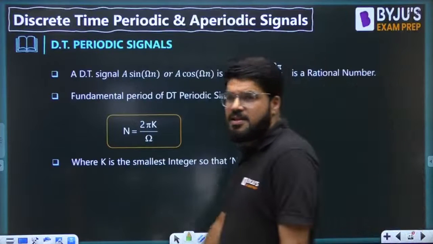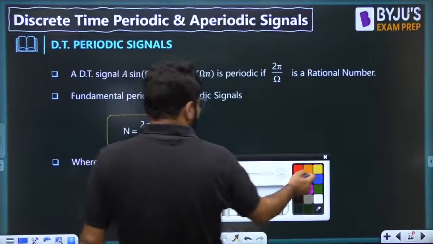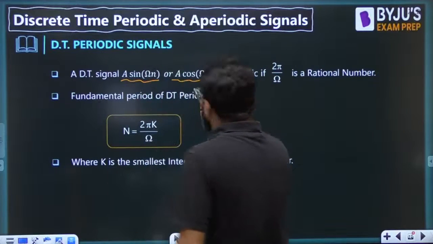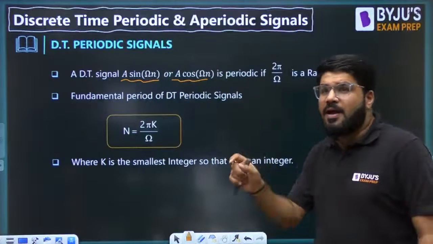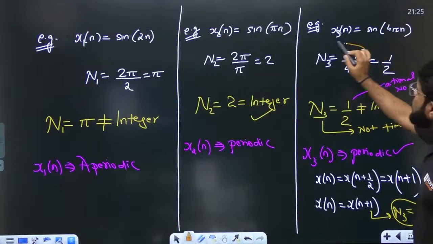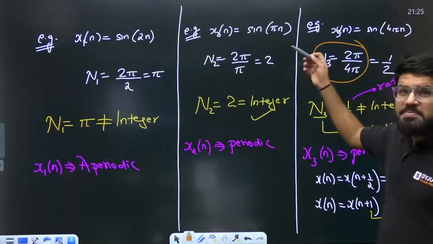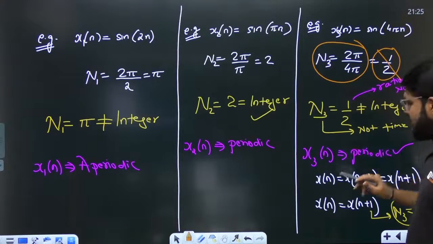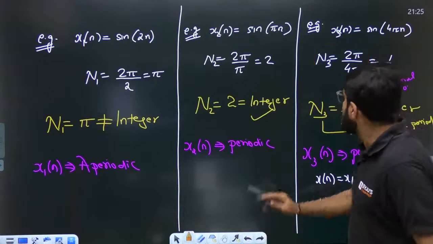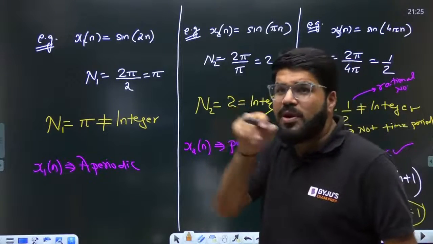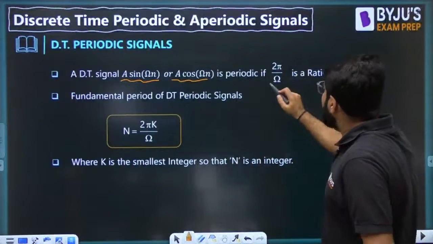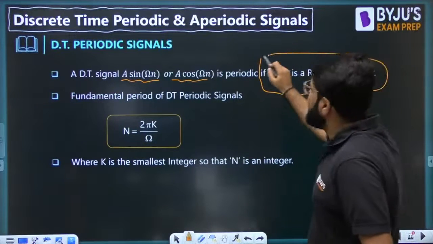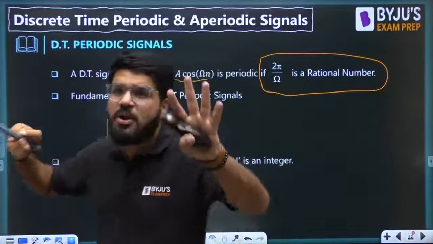Yeah, the final condition, as we have already discussed, is that a discrete time signal A sin omega n or A cos omega n is periodic if 2 pi by omega is rational. So don't directly call 2 pi by omega the time period, because sometimes 2 pi by omega may be rational but not an integer, so this is not the time period. First I will calculate 2 pi by omega, and if that is a rational number, then the signal will be periodic. This is the test of periodicity.